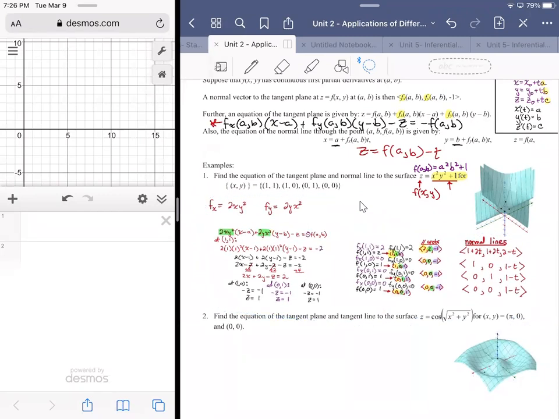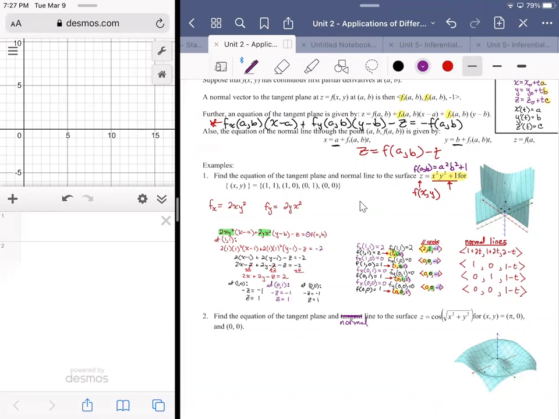You know? It sucks. So number 2, find the equation of a tangent plane and normal line to the surface at this location. Right, so for these 2 particular points.